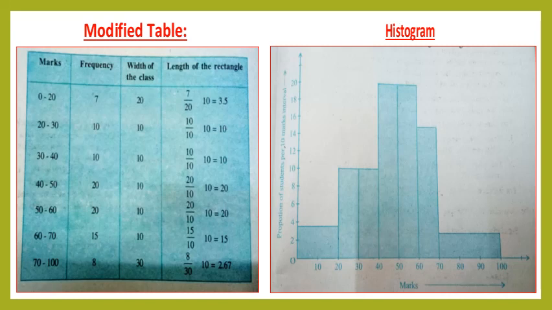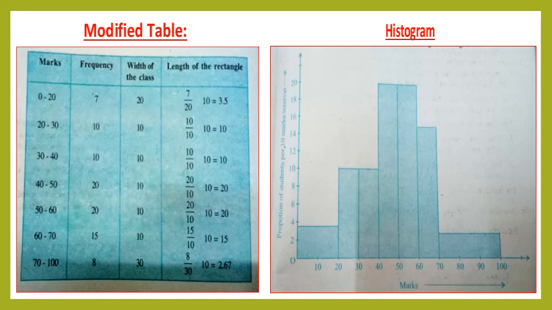and the width of the class is 20. Minimum class width is 10. So 7 by 20 into 10 will give 3.5. Similarly, for the second class, frequency is 10, width is 10 and the minimum width is also 10. So 10 by 10 into 10 is equal to 10. Similarly, we will get the lengths of the rectangles for the remaining classes also. Now we have the modified table.